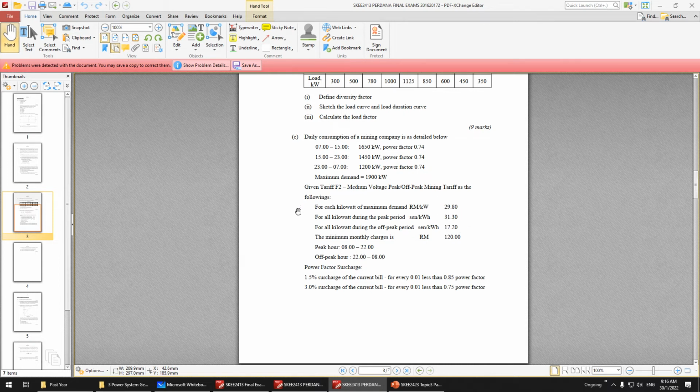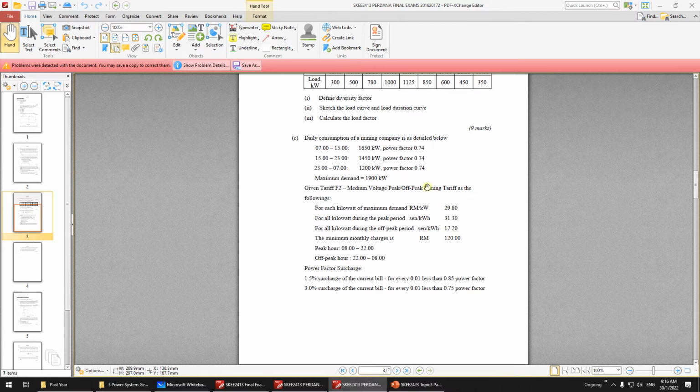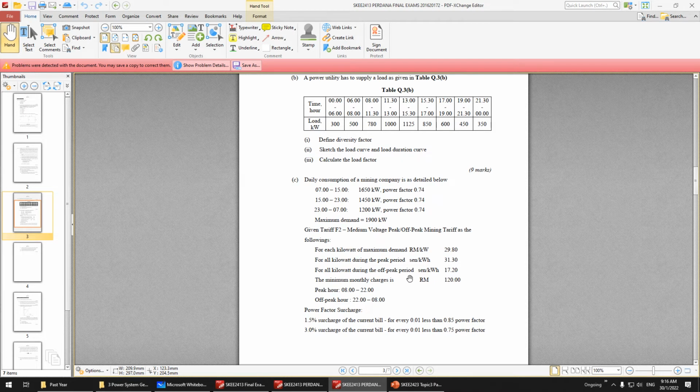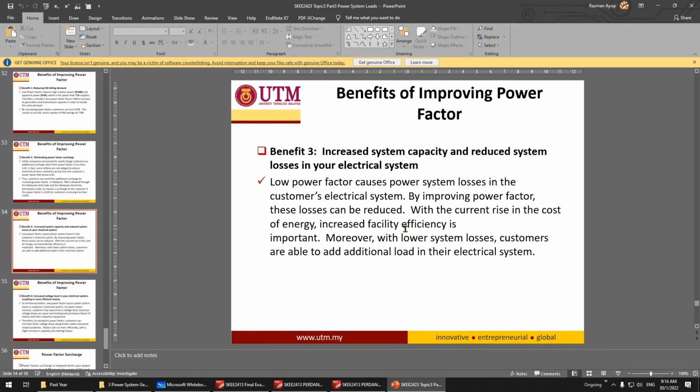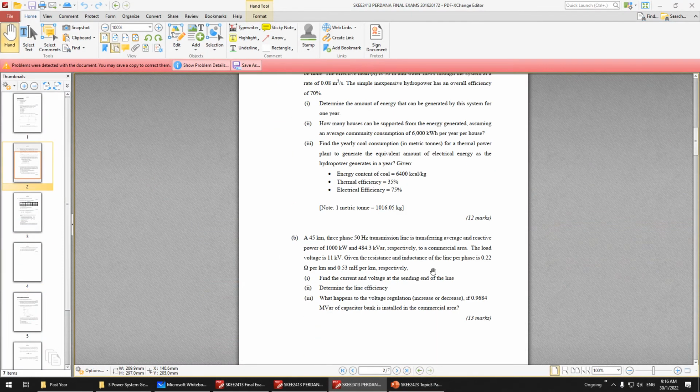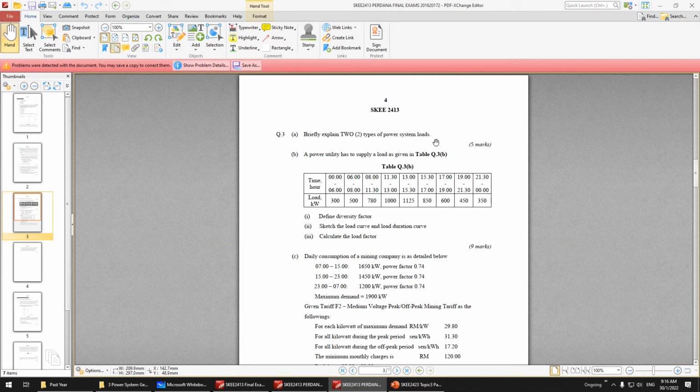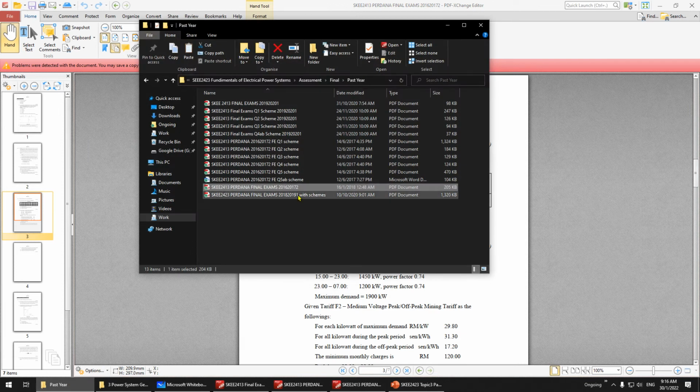Maximum demand, make sure you know how to calculate this. Maximum demand, the off peak or during peak hour. So make sure you know. Surcharge and maximum demand. You have to add everything up, everything in the slideshow. So it will be something like this. Make sure you check, I think you have the answer also here.